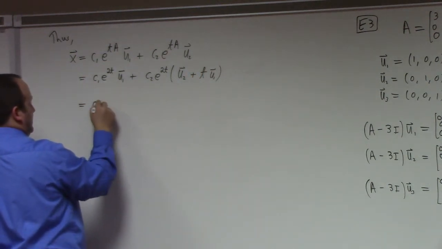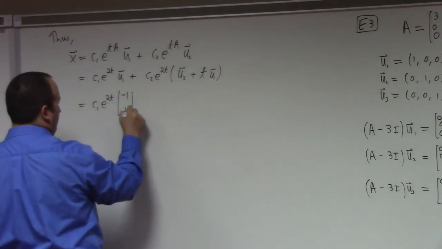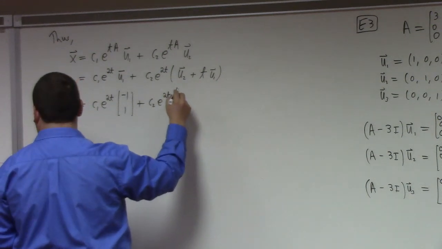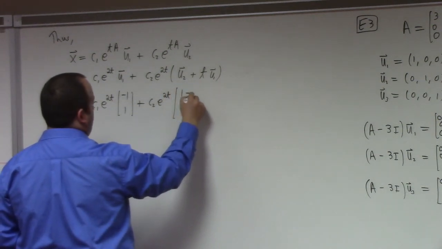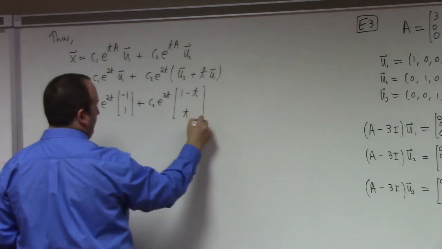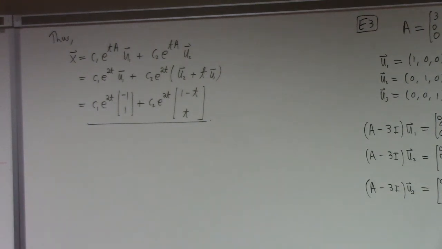To be more explicit, c1 e to the 2t (minus 1, 1), plus c2 e to the 2t (1 minus t, and then t down here). And there you go. That's the general solution. The matrix exponential picks up that second solution we were missing in our previous way of thinking.